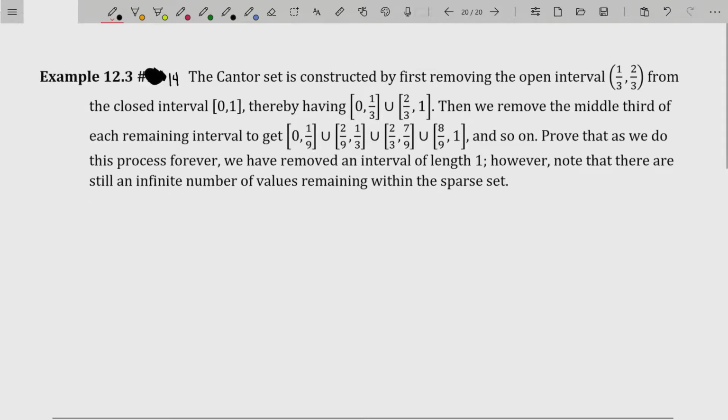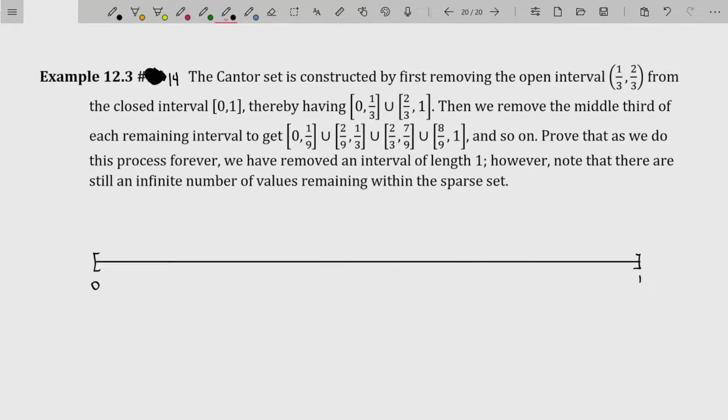Now I'm going to help you visualize this. So we have some closed interval from 0 to 1. And actually, to be honest with you, I tried to make this really cool and erase things, but it was just too difficult. So I'm just going to go ahead and try my best to target this.